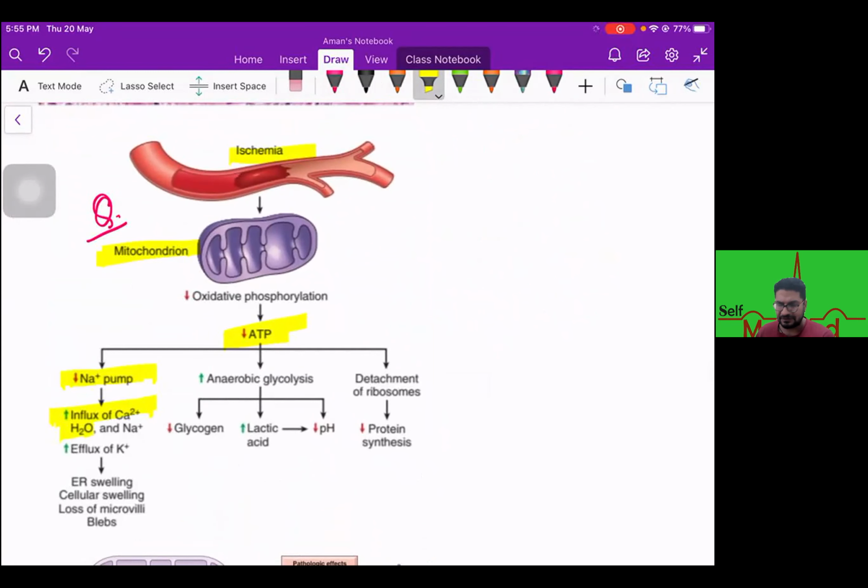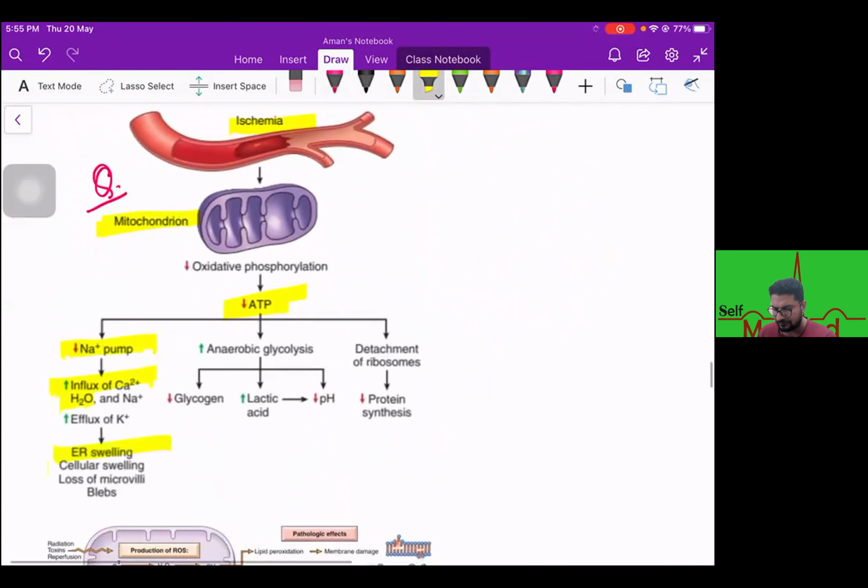When water is going inside, it will lead to endoplasmic reticulum swelling, cell swelling, and the formation of blebs. Simultaneously, because of less ATP, there will be initiation of the anaerobic process, that is glycolysis. Because of glycolysis, there can be formation of lactate, and in that case the pH will be decreased. You will see there will be detachment of ribosomes, so there will be decrease in protein synthesis.